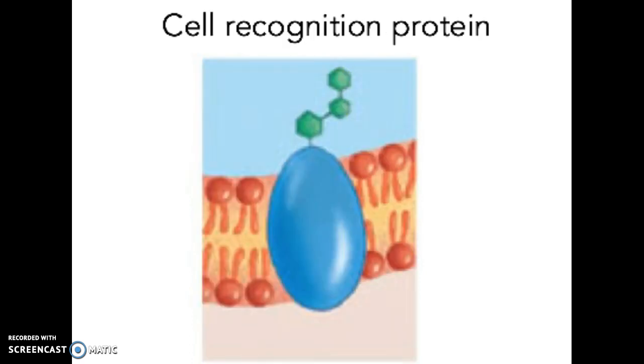In cell recognition proteins, they are known as glycoproteins. Among other functions, these proteins help the body recognize when it's being invaded by pathogens, so that an immune response can occur. Without this recognition, pathogens would be able to freely invade the body and hinder its function.